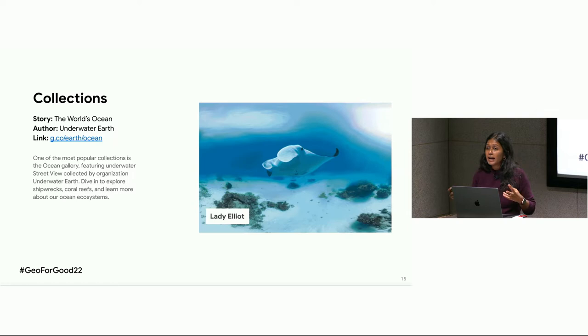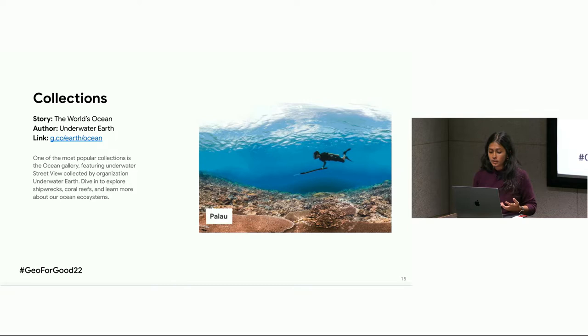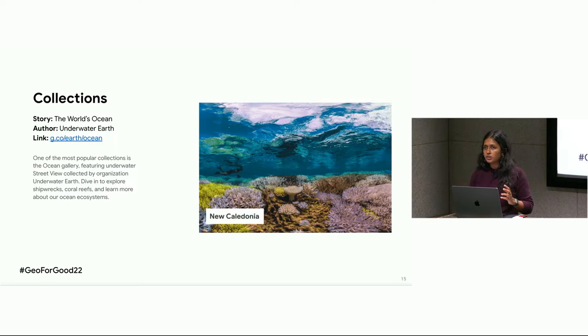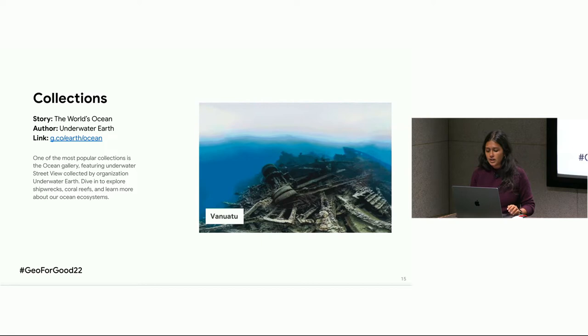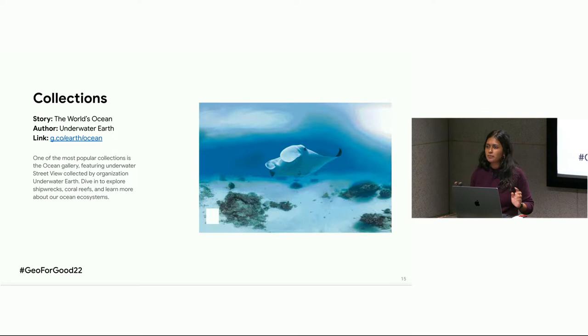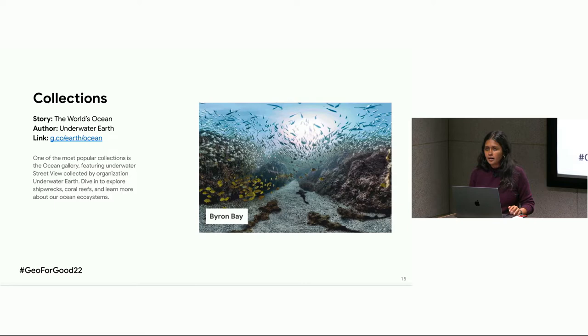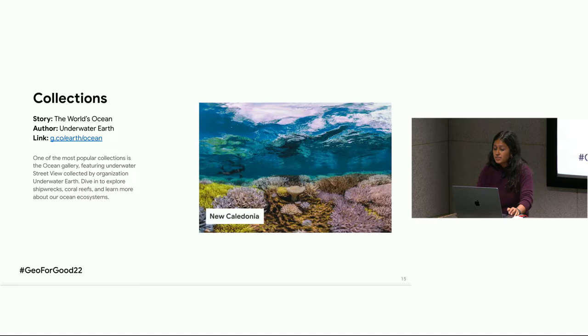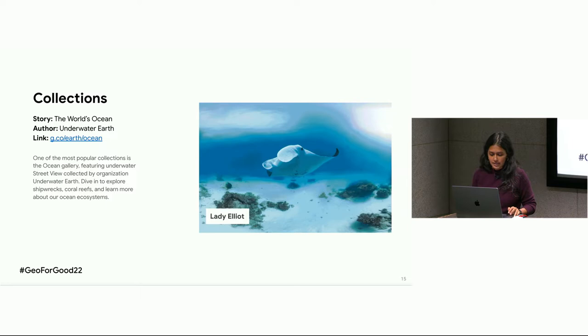Another great example for you to think about when you're thinking of your story is if there is a common attribute or a common tying factor that you want to use to build your narrative. This really interesting example was called Underwater Earth because it was a compilation of all of the underwater street view imagery that we'd collected. And it really gave the audience an up close way to check out some of the underwater wildlife and some of these underwater landscapes.